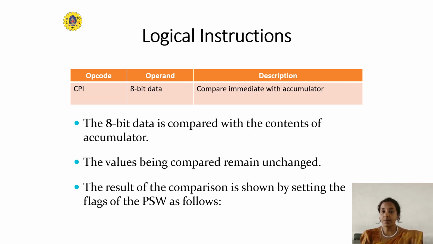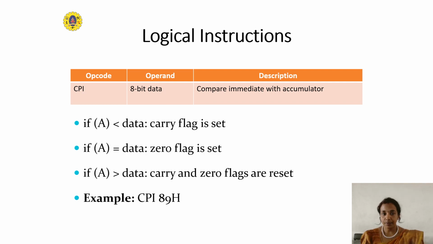Next one is CMPI. An immediate data will be given in the instruction itself, and that data should be compared with the accumulator. CMPI 8-bit data: if the accumulator is less than the data, then the carry flag is set. If the accumulator is equal to the data, then the zero flag is set. If the accumulator is greater than the data, the carry flag and the zero flag are both set. An example is CMP 89H, where 89H is the direct data given in the instruction.